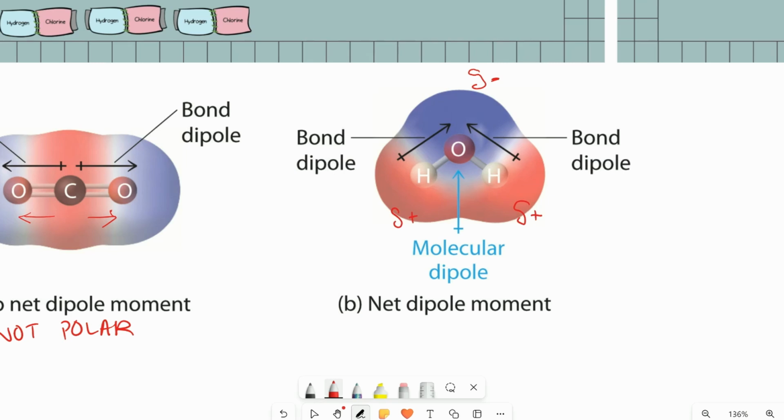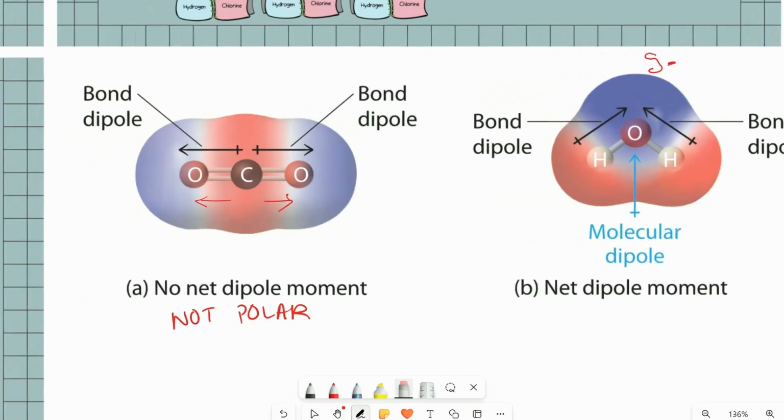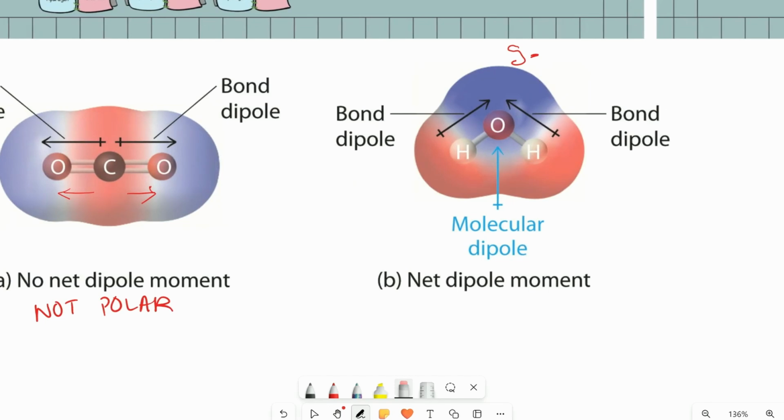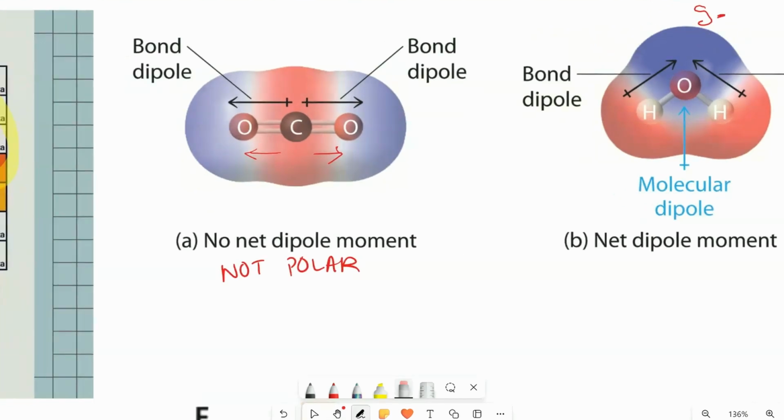This side is more positive because oxygen is more electronegative, and the shape is not symmetrical, so there's more pull towards the top side of the oxygen. So this carbon dioxide will not have a dipole-dipole moment, but water will. And water will also have another thing we learn about later, hydrogen bonding. So what kind of intermolecular forces might carbon dioxide have?